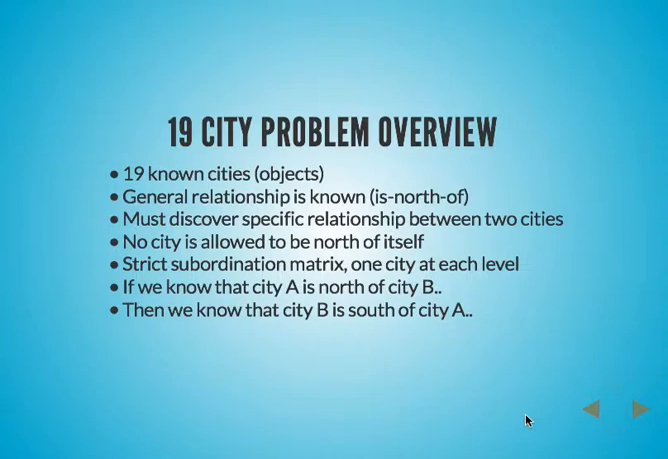rules that we combine with empirical data collection. We mark onto the matrix to fulfill the matrix and to order the cities and create the system. And so some of the rules are no city is allowed to be north of itself. And what we're doing is we're using, in this particular case, a strict subordination matrix, which means there's only one city at each level. What that lets us do when we use a strict subordination matrix is that if we know that city A is north of city B, then we know that city B is south of city A. So this allows us to do some more inference and simplify some of the data collection in this particular process.